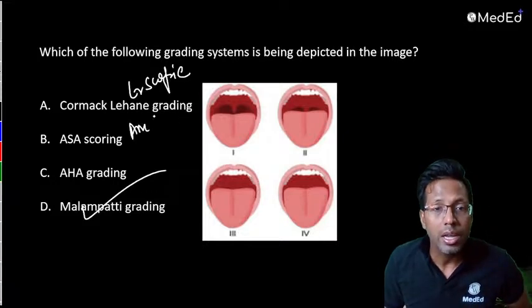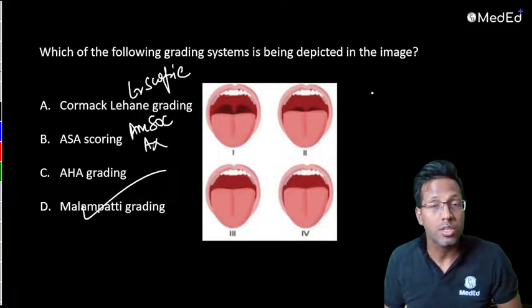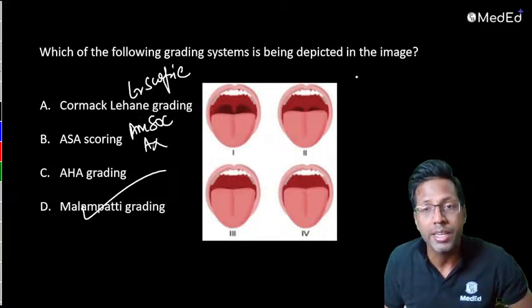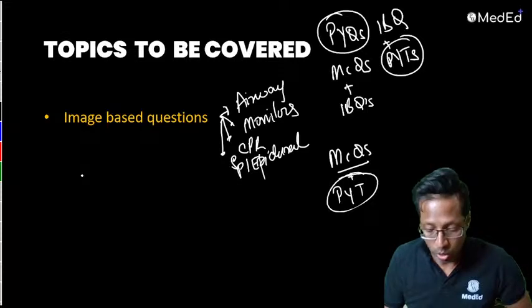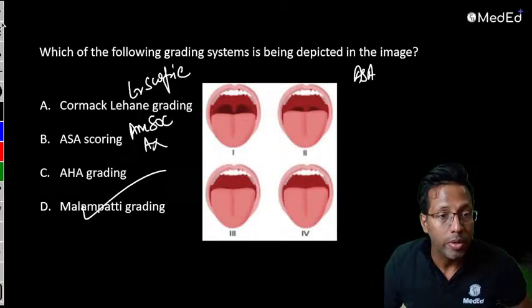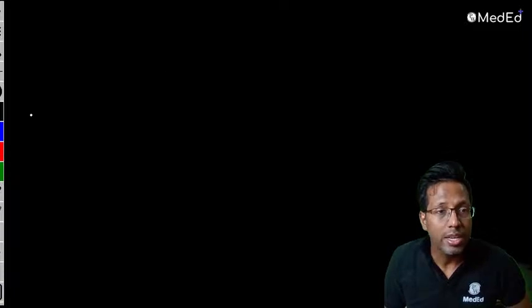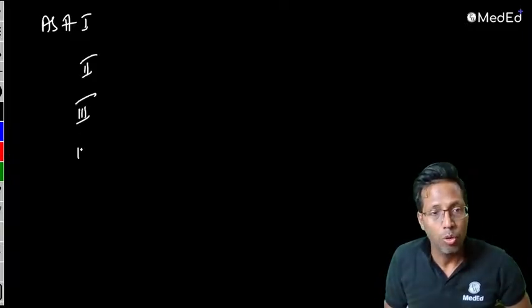ASA is the American Society of Anesthesiologists grading, and remember, a question based on this was asked recently in the INI-CET ASA grading, where they asked you ASA 1, ASA 2, ASA 3, ASA 4, ASA 5 and ASA 6. So ASA grading guys is again an important recent topic. ASA grading is of 6 types: ASA 1, ASA 2, ASA 3, ASA 4, ASA 5 and ASA 6.